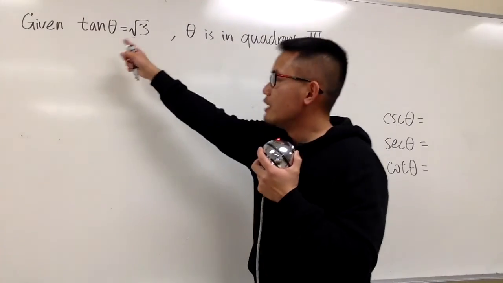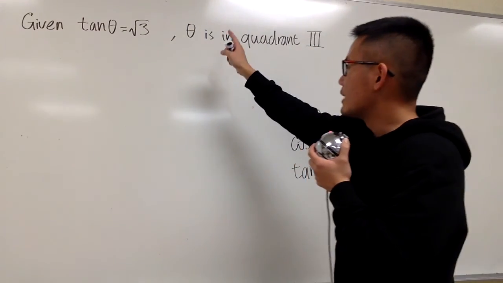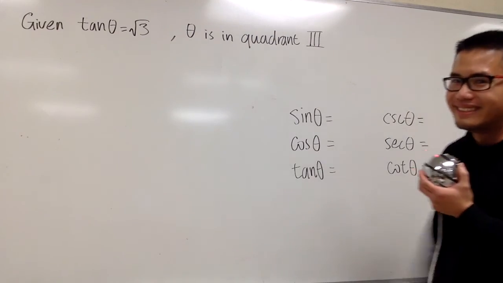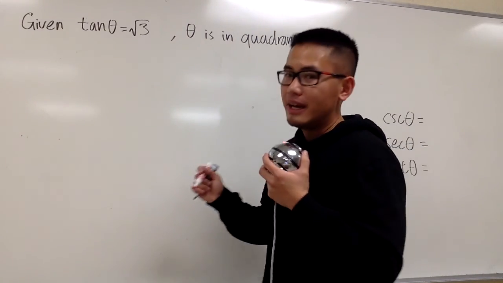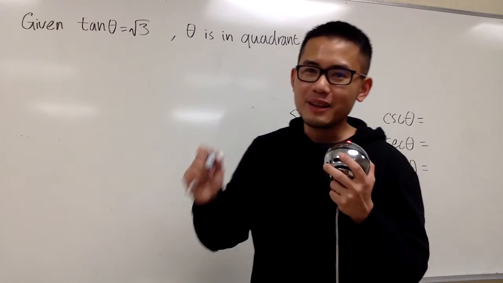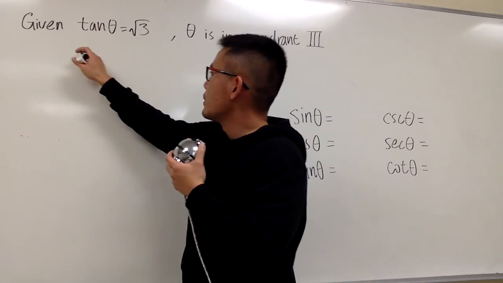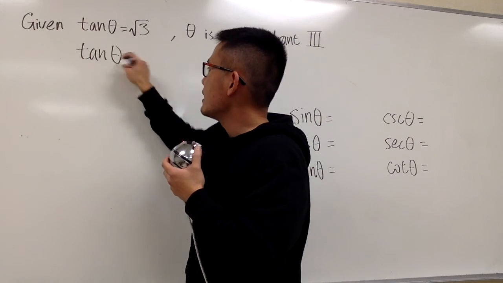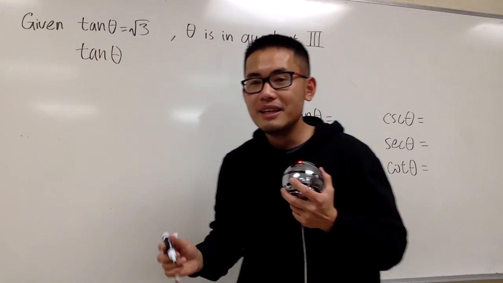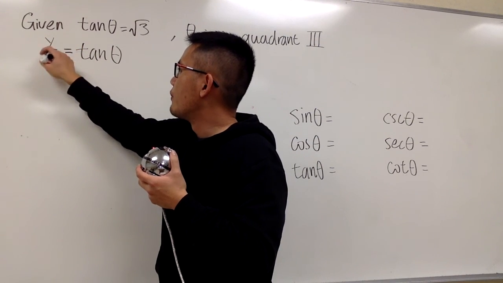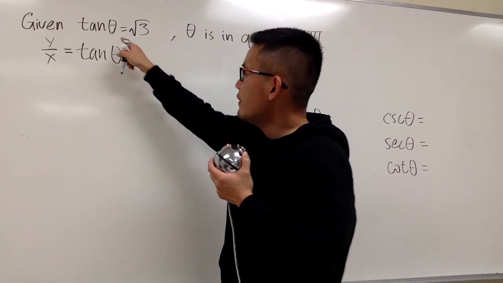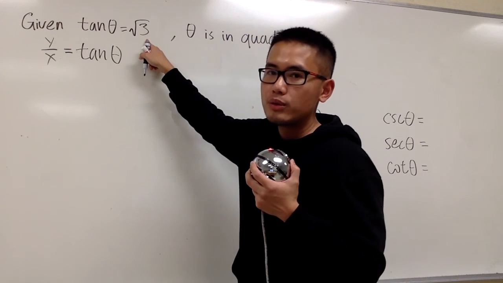Okay, well, given that tangent theta is equal to square root of 3, and we know that theta is in quadrant 3, we're trying to figure out the rest of the trig function values, right? So let's see. This one is slightly trickier, so pay close attention. Let me first write down tangent theta. The definition of tangent theta in the xy plane is the same as saying y over x. And we are given that this is equal to square root of 3, right?